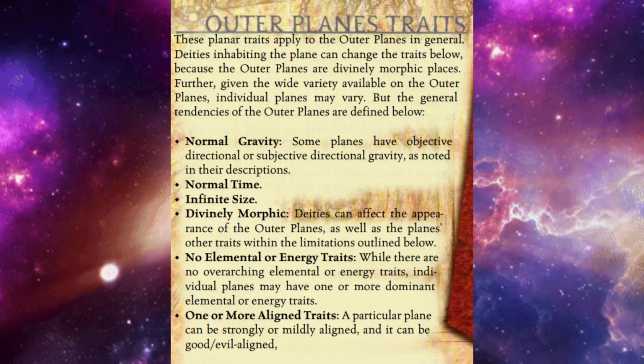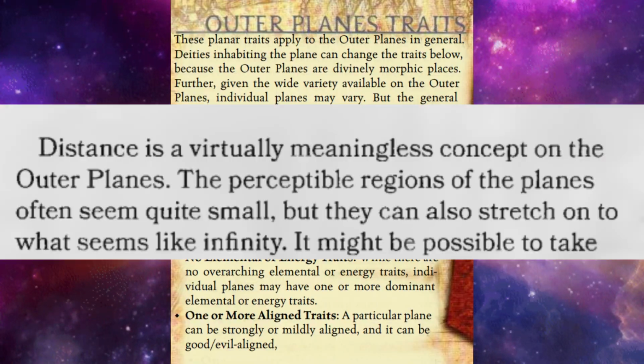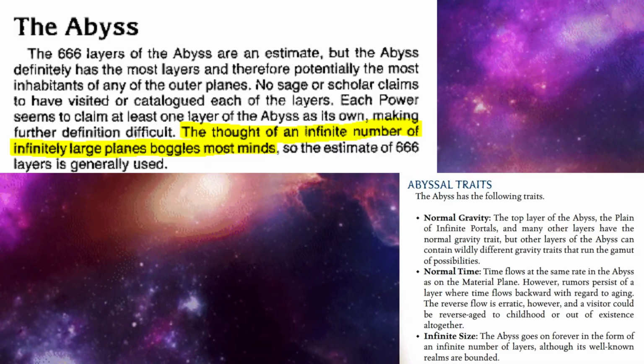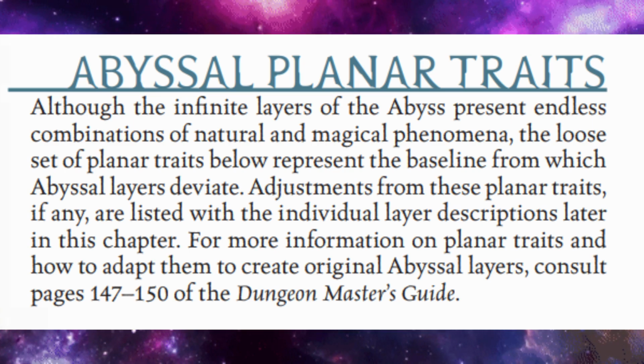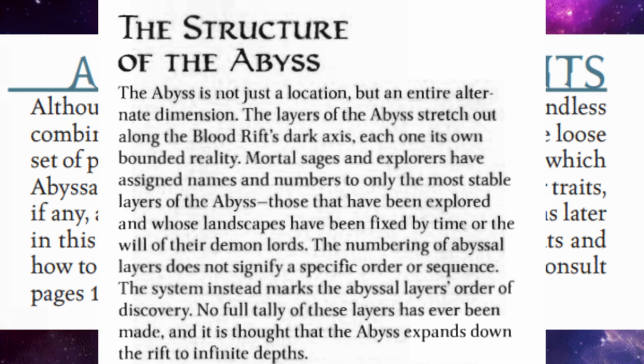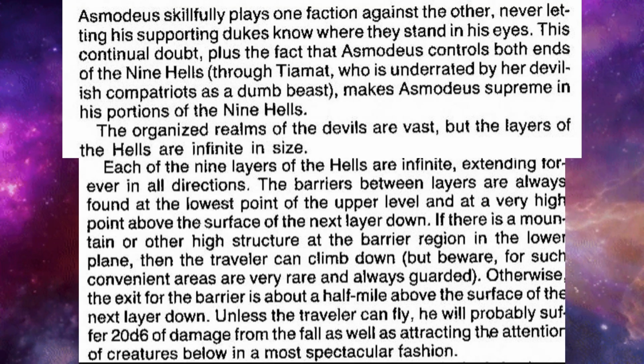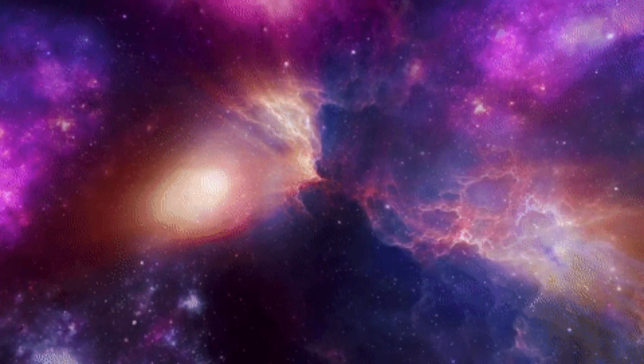Now, all outer planes in Dungeons & Dragons are infinite in size, with the concept of distance being irrelevant in the planes. Now, the Abyss is said to be infinite in size and contains an infinite number of layers, with each layer being its own reality. Now, the 9 Hells contain 9 different layers, with each of the layers being infinite in size.